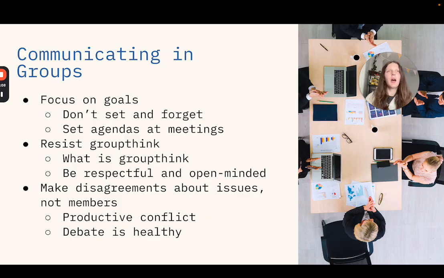You can be like, I actually don't think that's a great idea. And if you have a partner or a group member that says, I don't think that's a great idea, then be open-minded. Hear them out. Talk about it. We want to talk about different alternatives. We don't want to be stuck in that either-or fallacy that we talked about last lecture, where you think you have only two alternatives, but there's many more. So resist that groupthink. And then make disagreements about issues, not members.